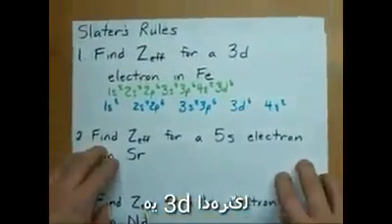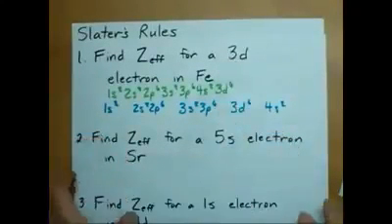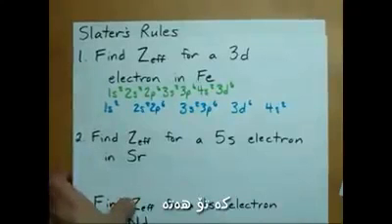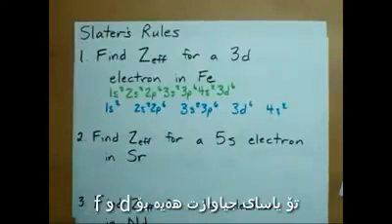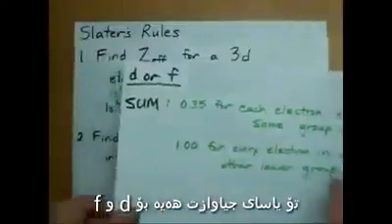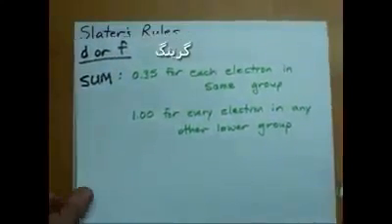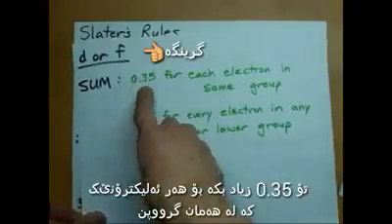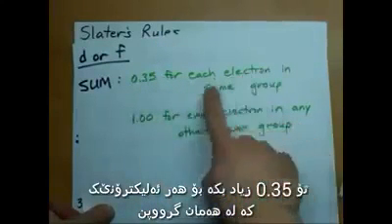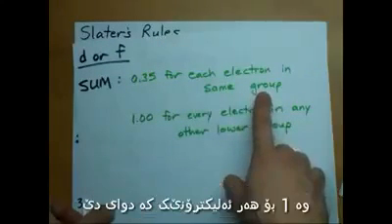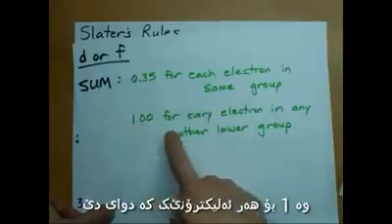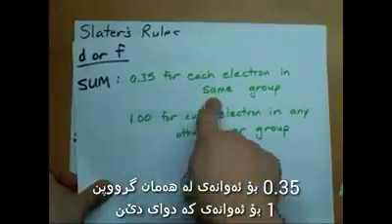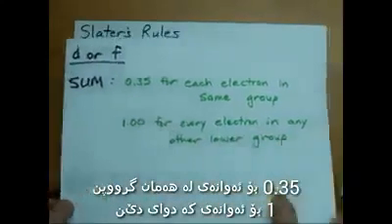Next, you have to figure out which electron you're calculating the Zeff, or effective nuclear charge, for. In this case, it's a 3d electron. And depending on what kind of electron you're doing it for, you have different rules, I'm afraid. For a d or f electron, you're going to add up 0.35 for every electron in the same group, and 1 for every electron in a lower group. 0.35 in the same group, 1 in every lower group.